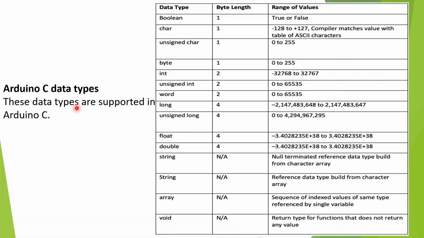Now the data types supported in Arduino C. See, this is boolean, which requires 1 byte to store, and the range of the value is true and false, meaning it will return the value true or false. Character requires 1 byte to store that particular data, and the range of its values is -128 to +127. It will take an ASCII character. The compiler matches the value with the table of ASCII characters. Unsigned character also requires 1 byte to store. The range is from 0 to 255. Byte is 1 byte. The range is 0 to 255.